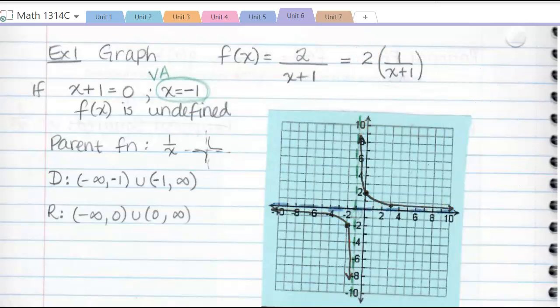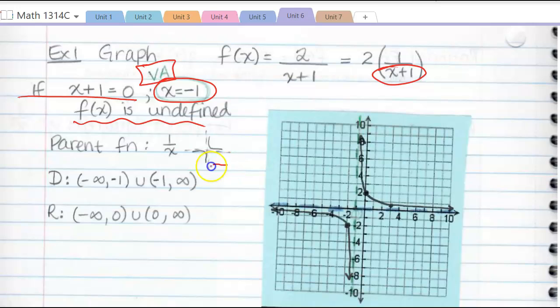We were able to graph this without actually going through a lot of details about asymptotes and graphing. But what we can do is we can look at our denominator and ask ourselves, when is it undefined? It's going to be undefined if x plus 1 is equal to 0. So that's what we're asking here. Like f of x is undefined when x is equal to -1. So I just solved this linear equation, and that will give me my vertical asymptote.